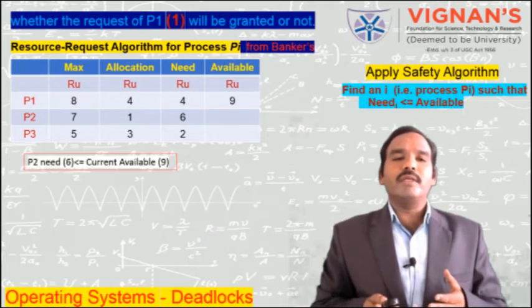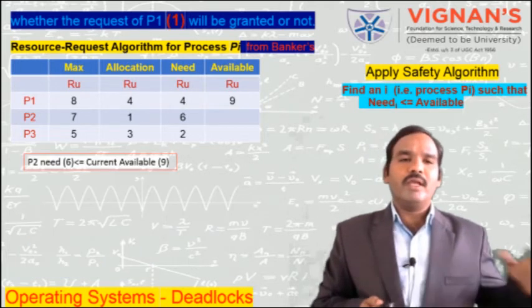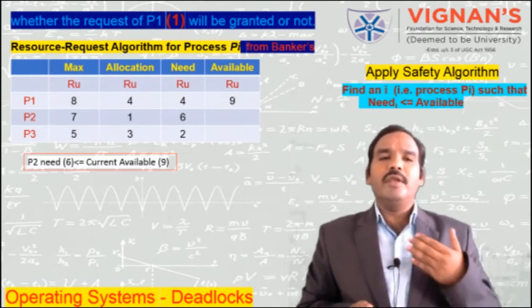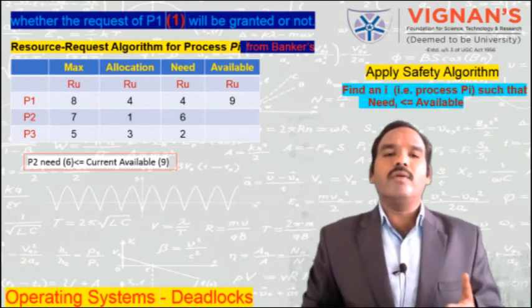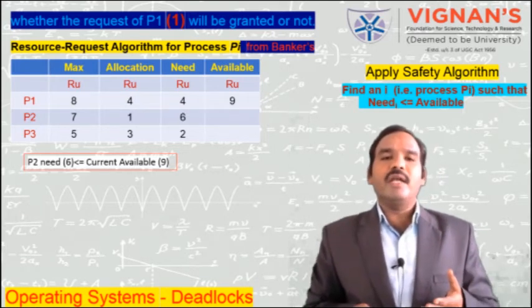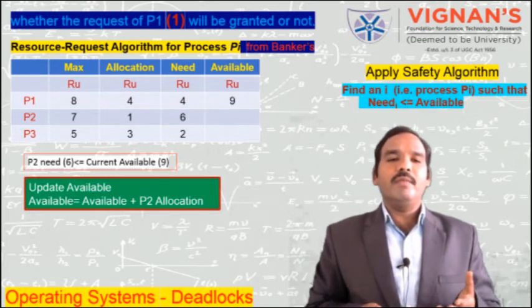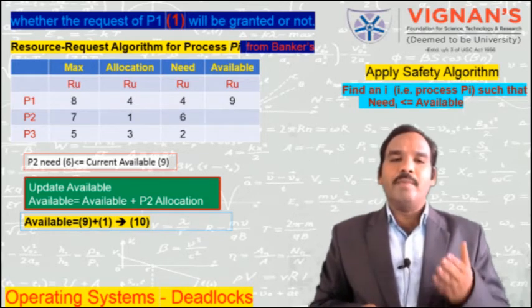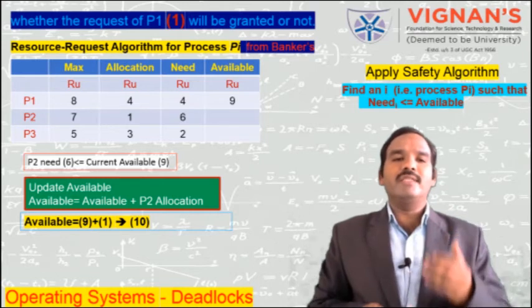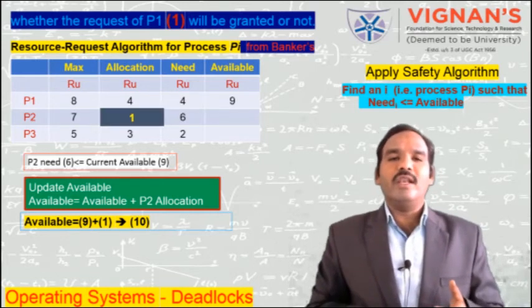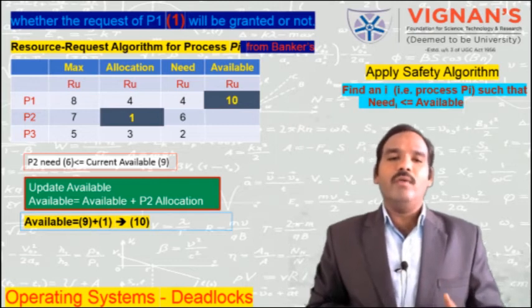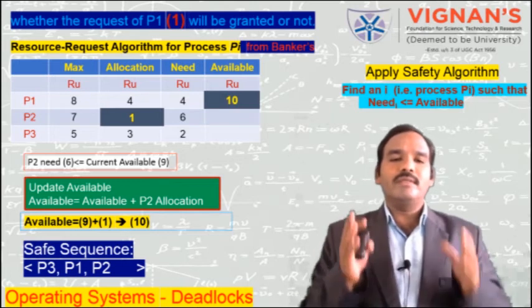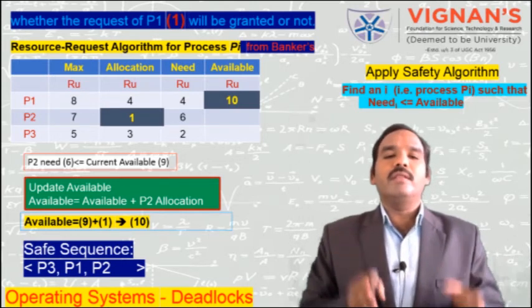What is the next process? The next process is P2. P1 completed and P3 completed, now P2. What is the need of P2? Need of P2 is 6. 6 less than or equal to current available, that is 9. This condition is true, then update the available resources: 9 plus 1. What is the 1? 1 is the allocation of P2, so the total number of resources available now is 10. So all three processes completed. Now what is the safe sequence? Safe sequence is P3, P1, P2.